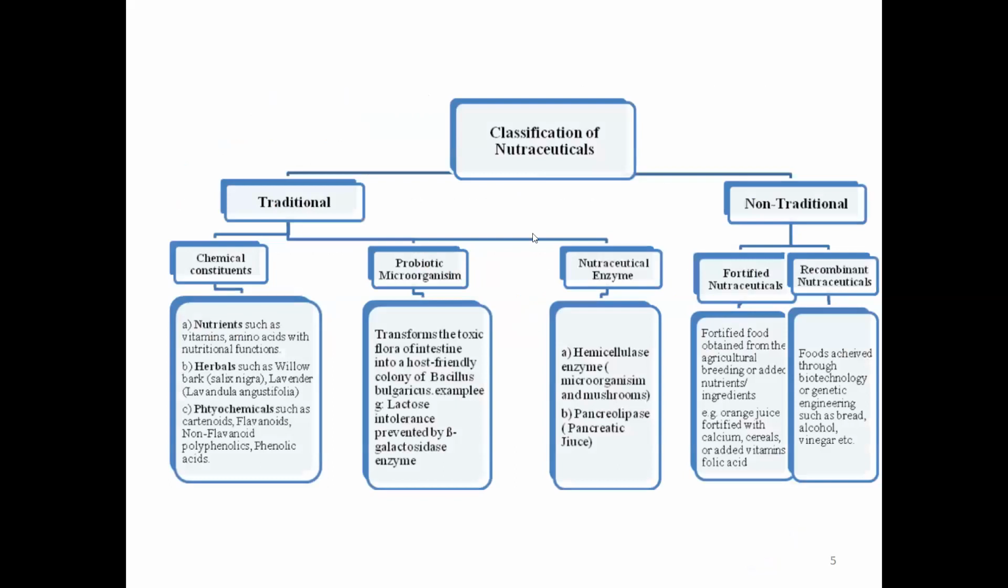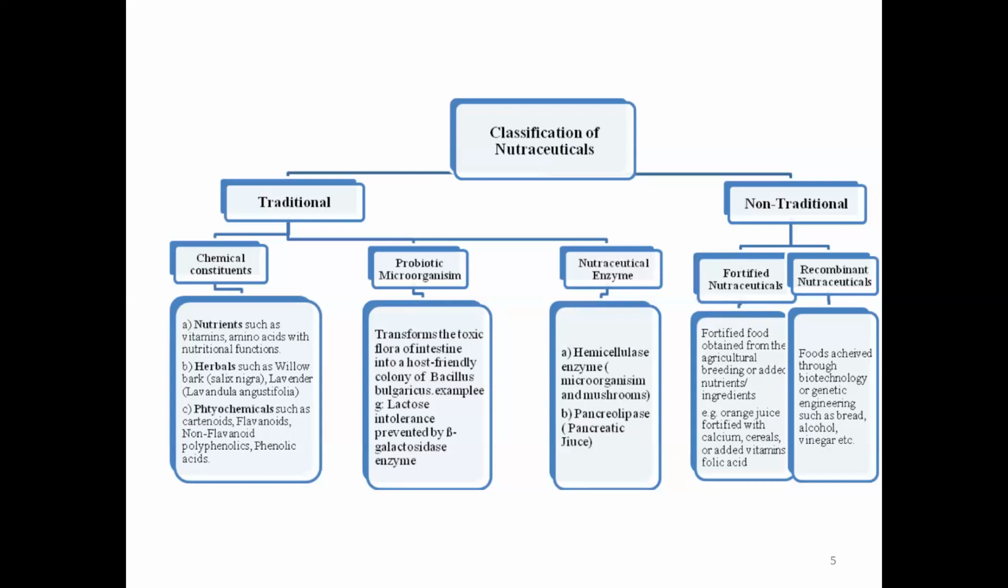Coming to the classification of nutraceuticals, we have two types of classification, which is traditional classification and the non-traditional classification. Under each category we have subsections, subcategories, as you can see. Traditional nutraceuticals again have 3 types, which are chemical constituents, probiotic microorganisms, and nutraceutical enzymes.